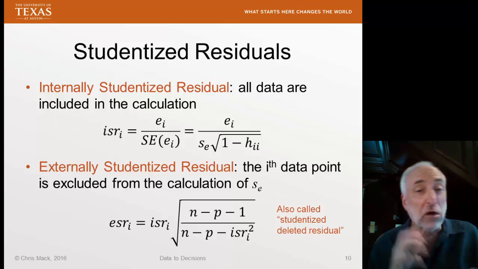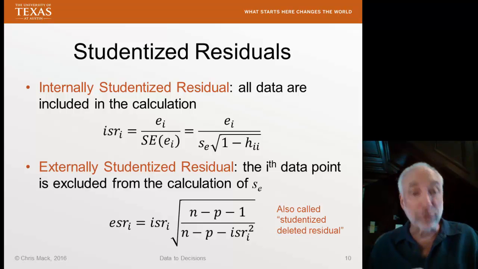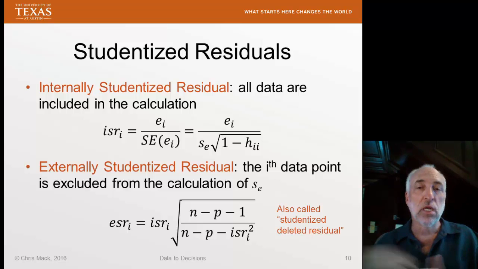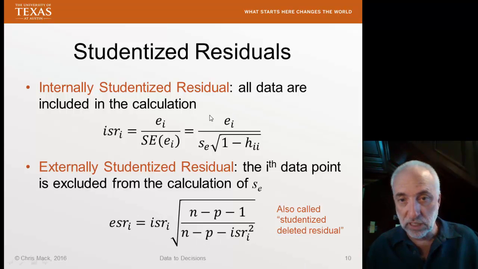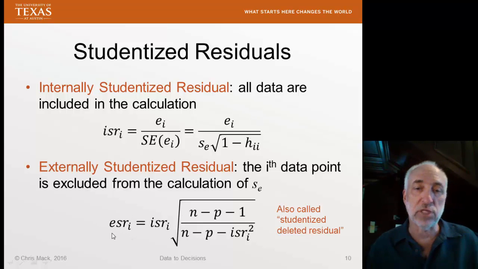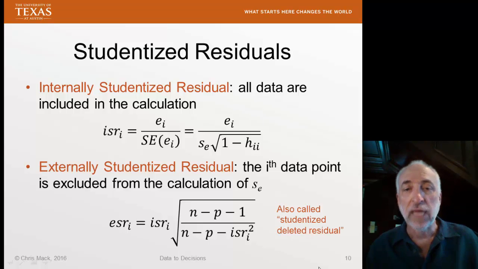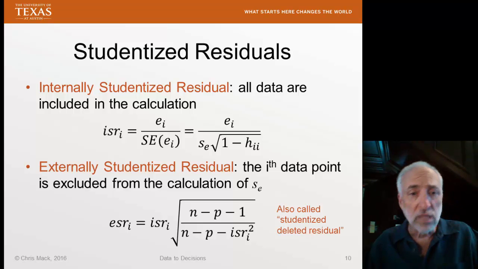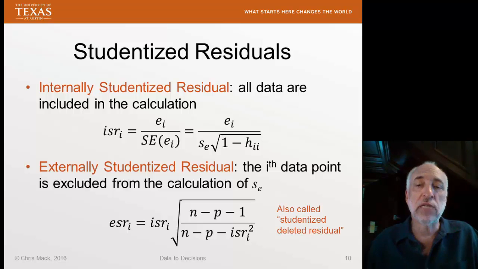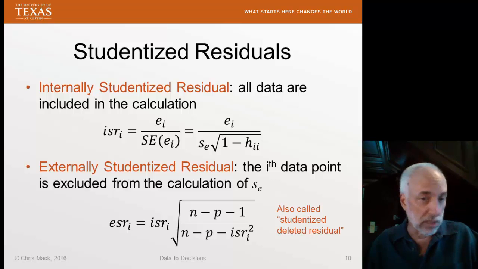Well, it turns out that the ESR and the ISR have a fairly simple algebraic relationship with each other, so that once I've calculated the internally studentized residuals, which is, of course, this easy formula to use, I can convert it to externally studentized residual using this formula. Again, I won't try to derive that for you, but it's a fairly easy derivation. This externally studentized residual is also called the studentized deleted residual. So you'll see these different names being used in the literature.